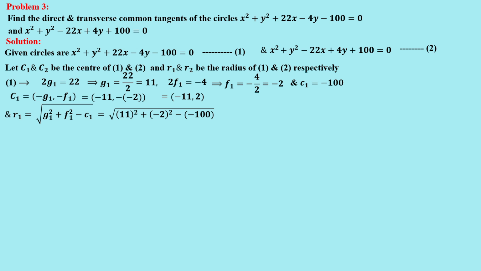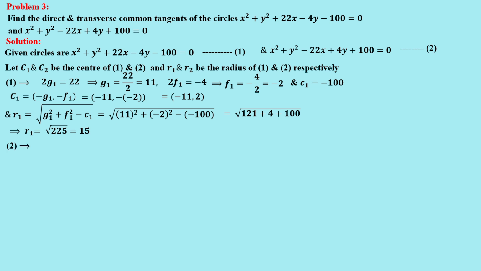and the radius of the first circle r1 is equal to root of g1 square plus f1 square minus c1, that is equal to root of 11 square plus minus 2 square minus of minus 100. So you will get r1 equal to root 225, that is equal to 15.